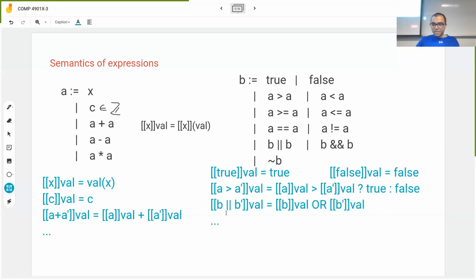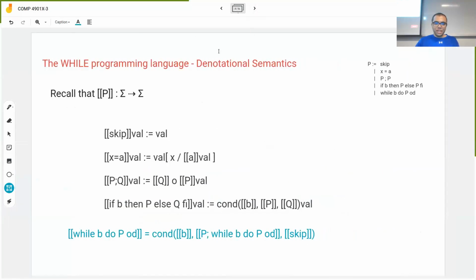And so the same thing for or and not and those things. It's a very simple exercise. If I want the meaning of B or B prime, I just take the meaning of B and the meaning of B prime, and I take the or of those two, right? So defining these kinds of semantics is super easy. So we're going to go forward. This is the part where things actually get interesting.